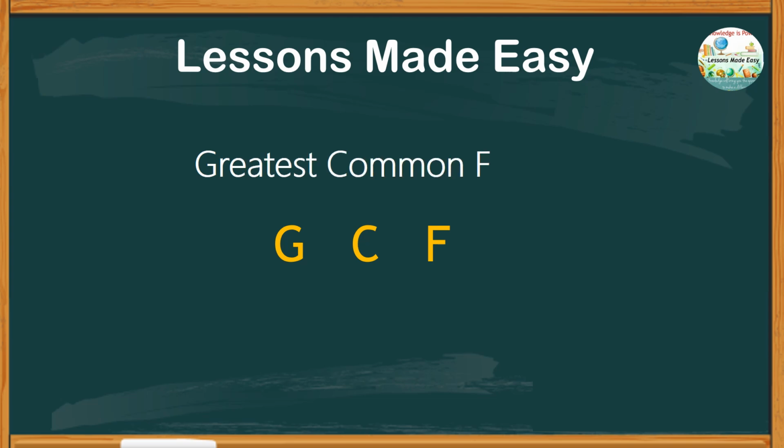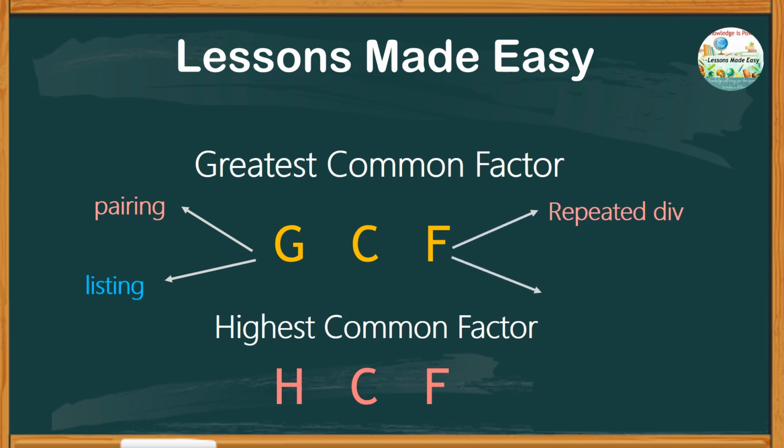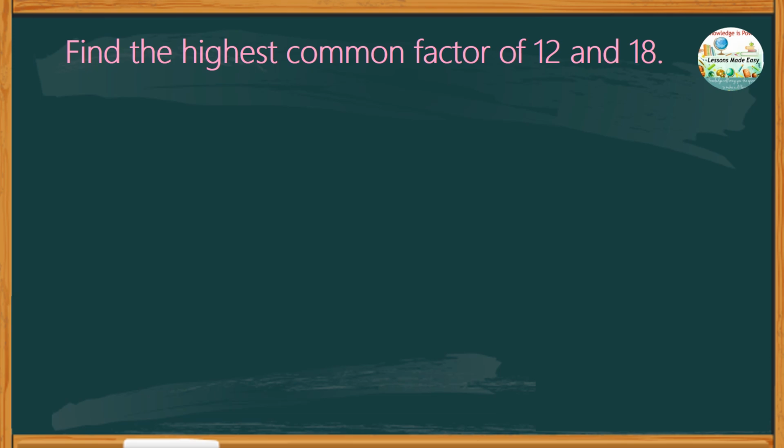Greatest common factor of two or more numbers. It is also known as the highest common factor, or HCF. We can do this by pairing, listing, repeated division, and prime factorization. Let's work on the first example.